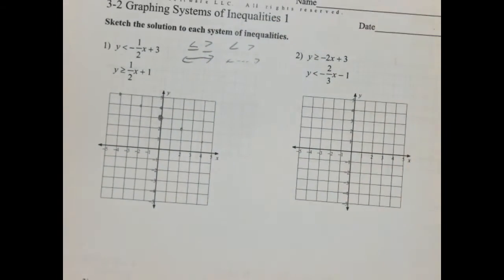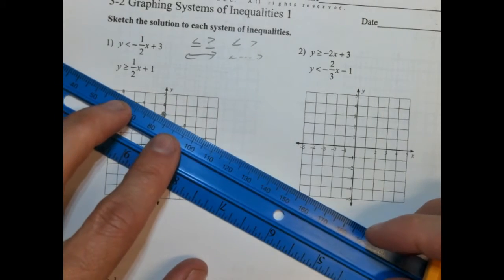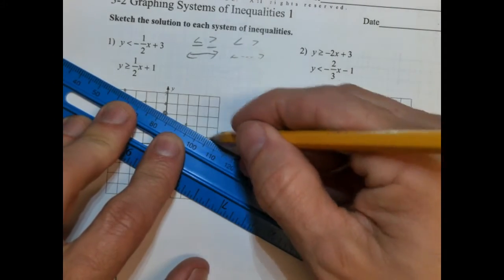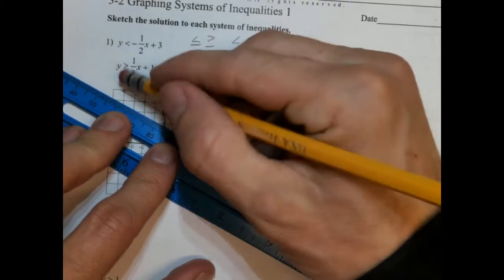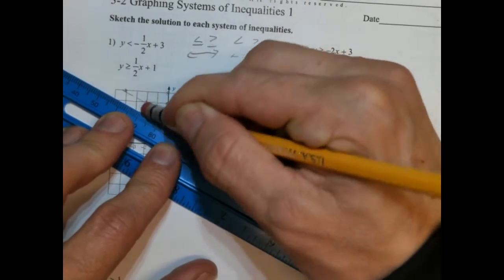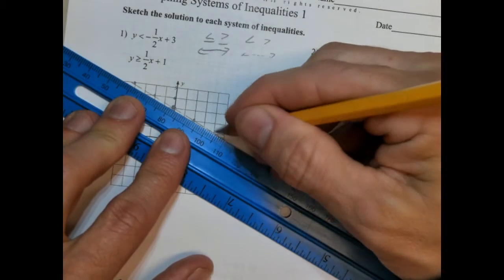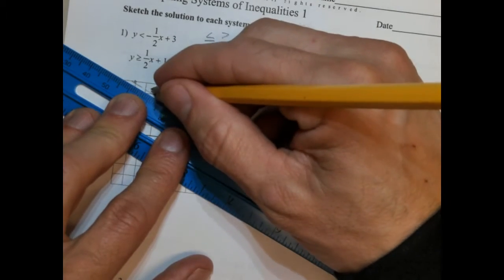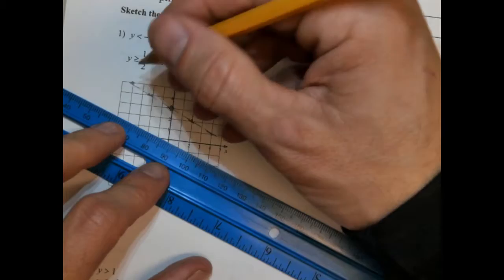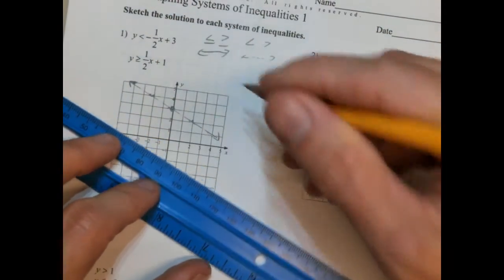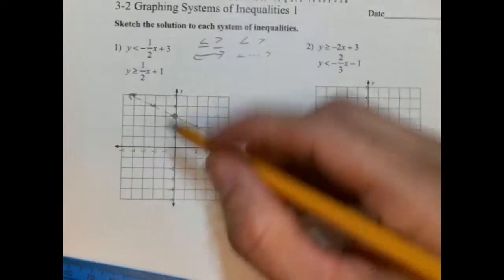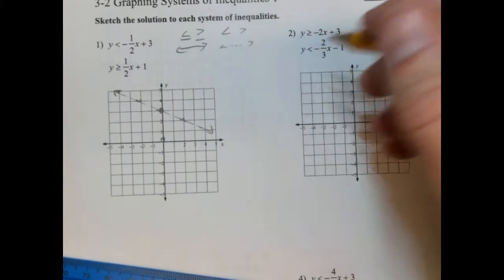Okay. So we're going to go ahead and plot that. Oh, I totally screwed up. It should be dotted. Here we go. So it's a dotted line, there we go. And we still have to use a test point, so we'll test here and see if that shades.